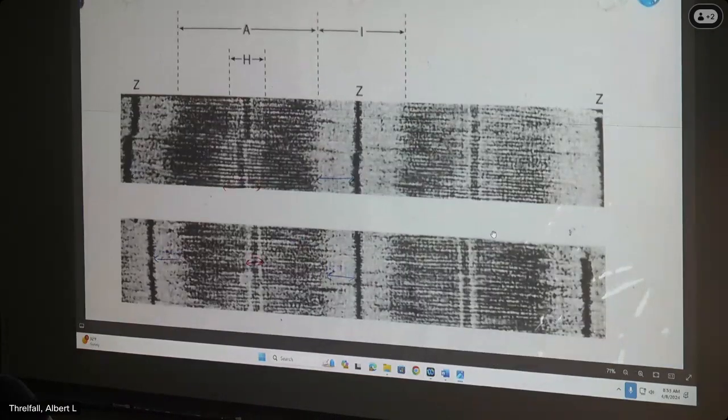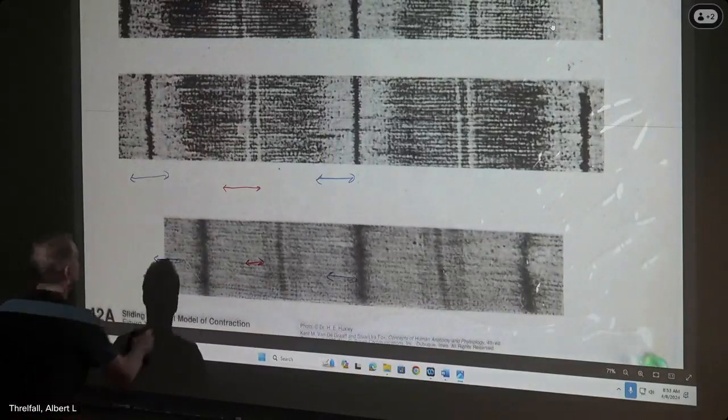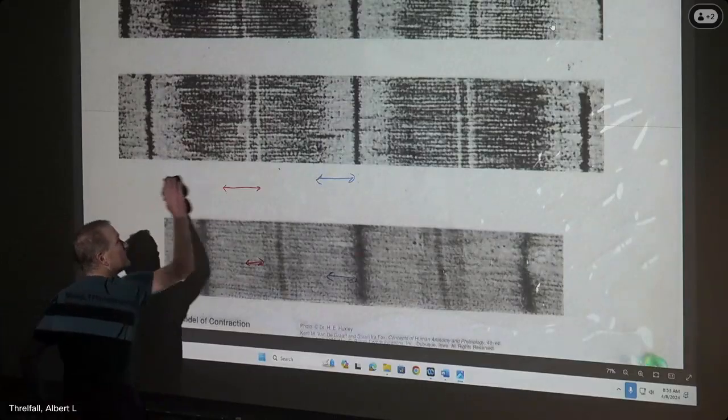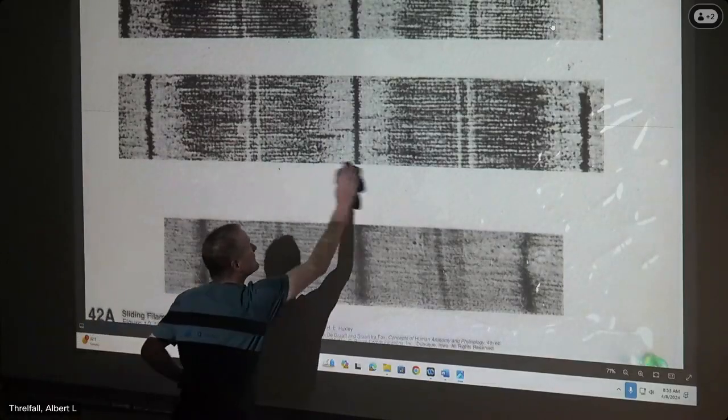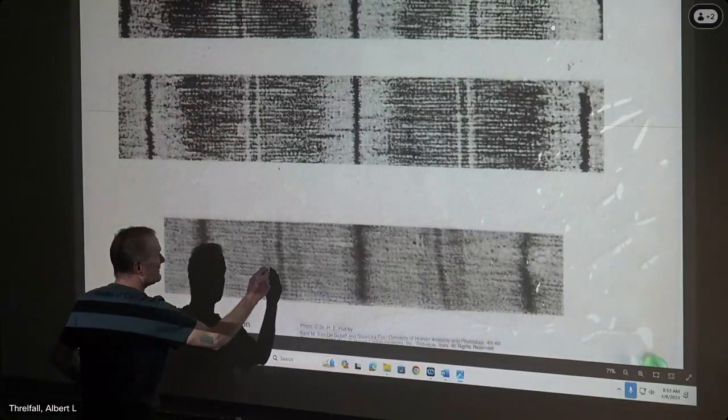Okay, so the H zone is going to get darker. Look at that. Back away from it to see it.